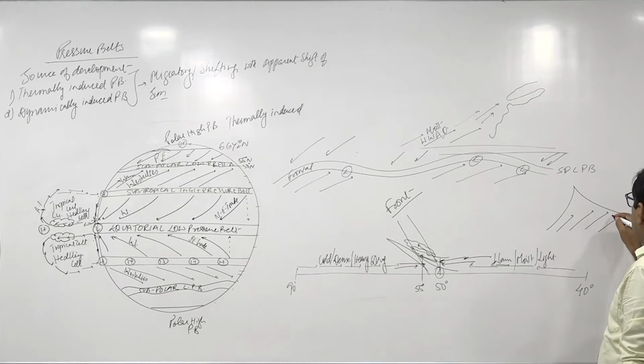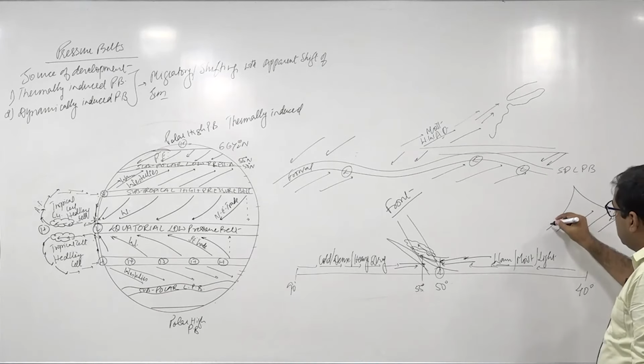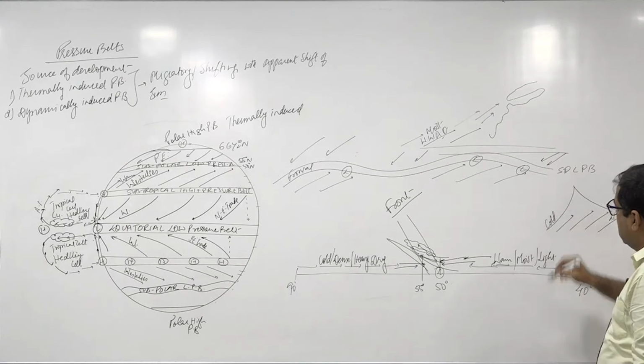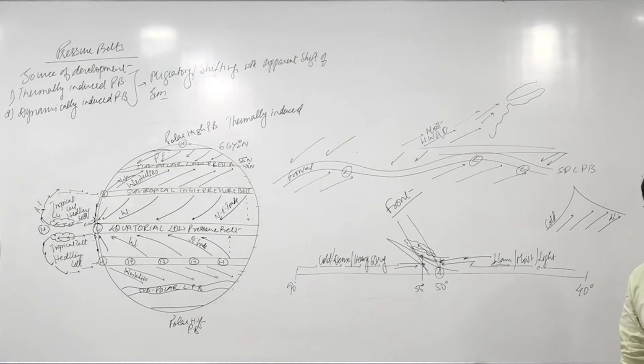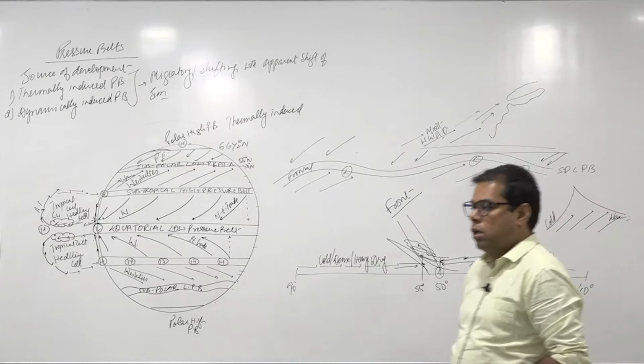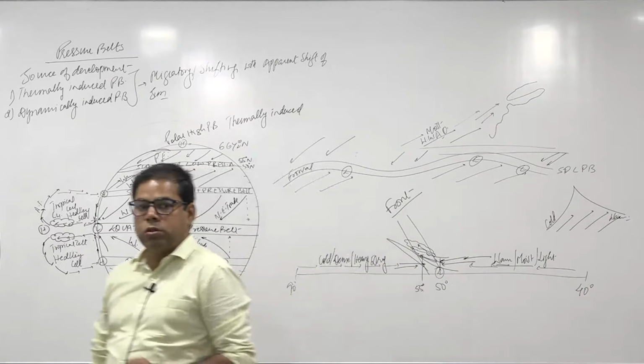This is called warm sector. This is called cold sector. Where cold is more dominant, that is called the cold sector. Where warm is more dominant, this is called the warm sector. Rainfall कहाँ पे ज़्यादा होगा? Warm side में ज़्यादा होगा, cold side में ज़्यादा होगा?